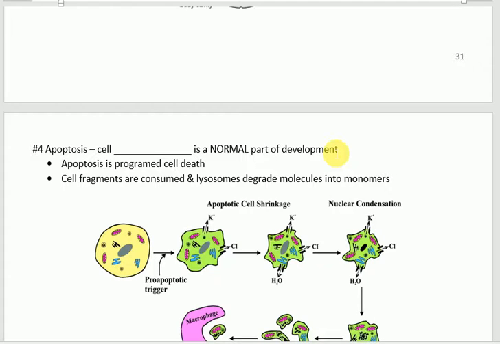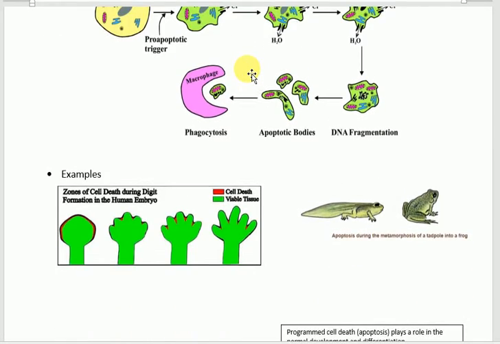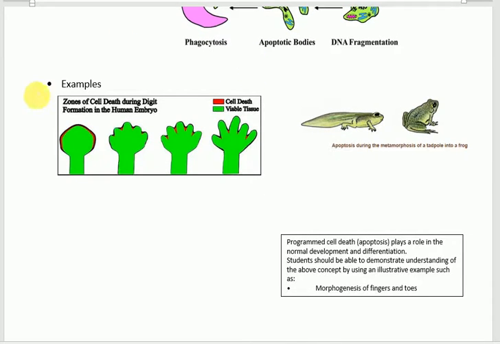And fourth, we have apoptosis, which is cell death. And this is a normal part of development. Apoptosis is just basically programmed cell death. So cell fragments are consumed and lysosomes end up degrading the molecules into different monomers. So some examples that you should be familiar with, for instance, are digit formation in human embryos, so where your fingers are. So this red part actually shows you where programmed cell death is, and that's how we end up with our fingers. And then we've also got apoptosis when a tadpole metamorphosizes into a frog.